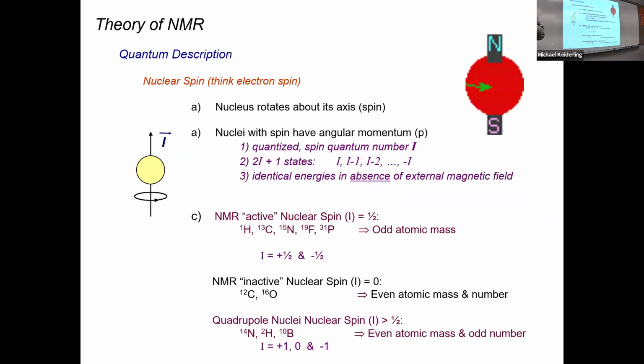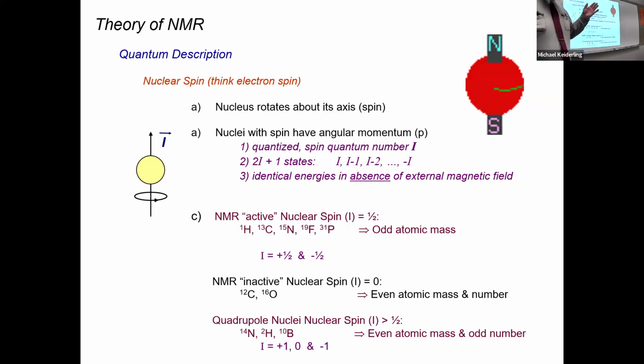Then we have NMR, the theory of NMR. Nuclear spin, think like electric spin. The nucleus rotates around its axis. Nuclei with spin have angular momentum. This is quantized with a spin quantum number I. You get 2I plus 1 states: I, I minus 1, I minus 2, down to minus I. These have identical energies in the absence of an external magnetic field.